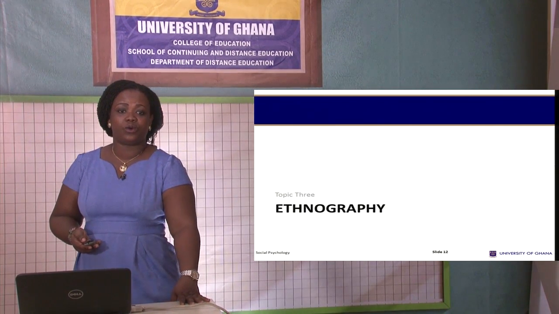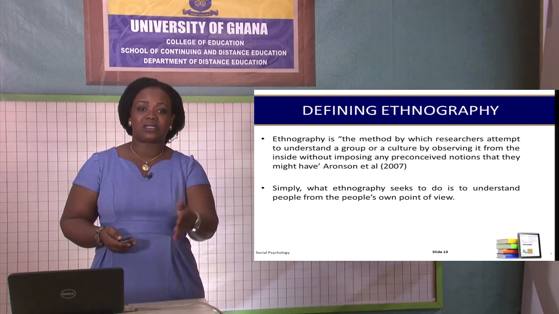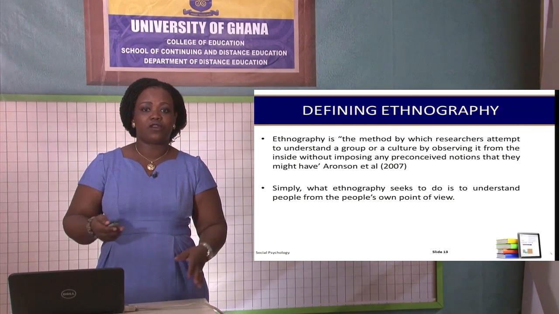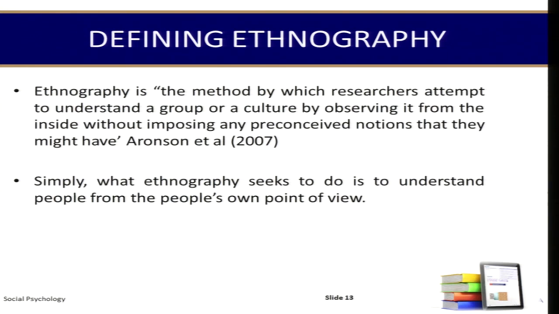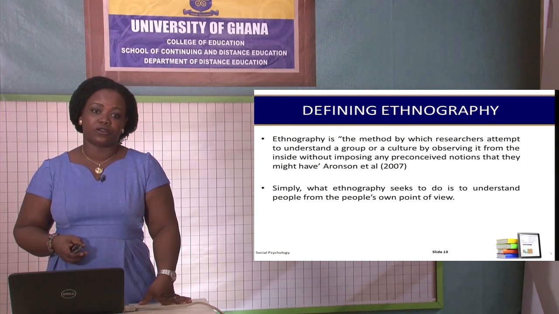The other method we want to consider is ethnography. Here again, we use some observation, but ethnography is relatively long term. It's a method where the researcher wants to understand a people, wants to understand a culture from the people's own point of view and not the researcher's point of view.